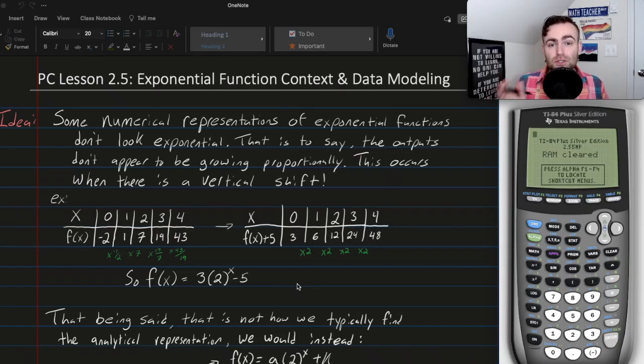Welcome everyone to lesson 2.5 from Precalculus, which is all about modeling with exponential functions, officially called exponential function context and data modeling. Let's get started.